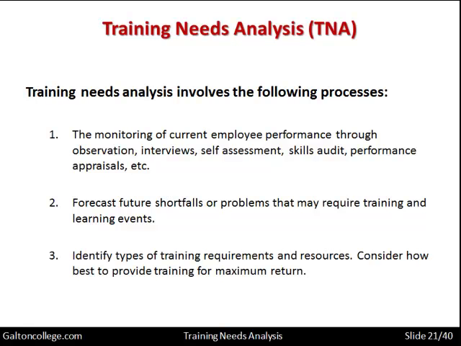It's important to identify the training requirements and resources. It's important to consider how best to provide the training for the maximum return. It's not just a question of having a training session. The training session should be well thought out, well planned, and delivered professionally, so that there are real outcomes at the end. It's not just a question of having a session within the business, within a local hotel or whatever, trying to get the workers, the operators to think about certain issues.